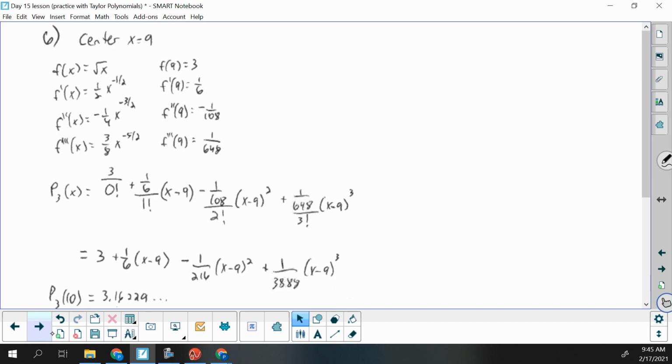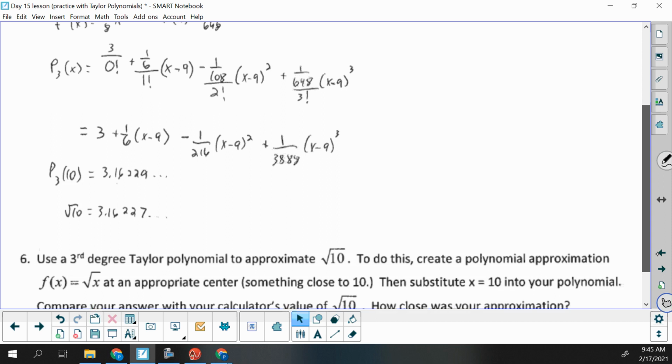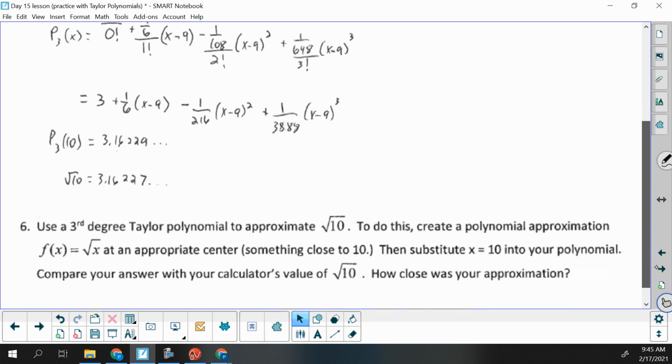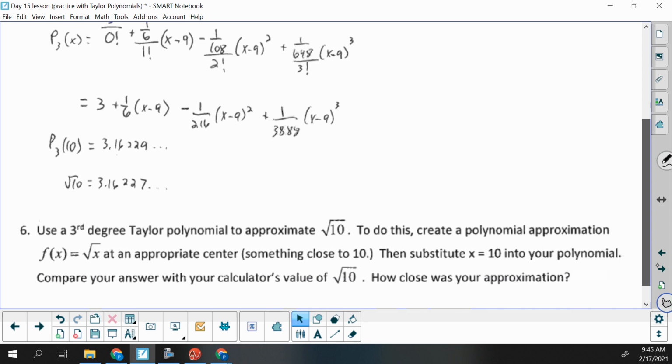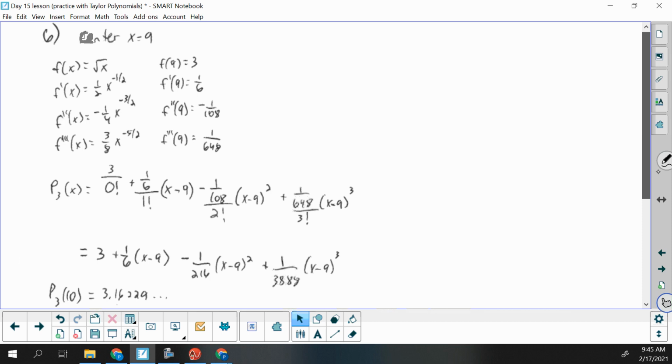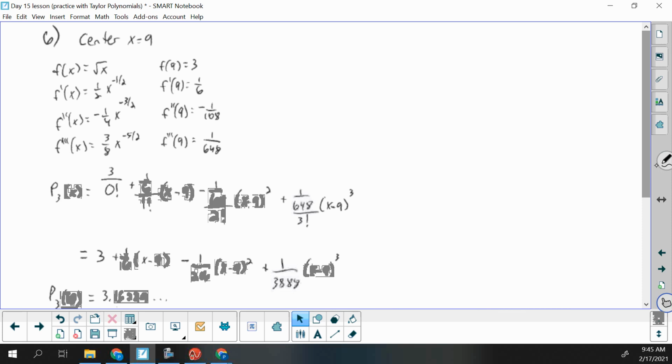All right, we want to approximate the square root of 10. So a nice square root close to that is 9. So we're going to do a Taylor polynomial for square root of x centered at 9. You could have reused your derivatives from the first question. Subbed in 9, we get each of our values of the derivatives at x equals 9. So we got 3 over 0 factorial, 1/6 over 1 factorial, x minus 9 to the first, minus 1 over 216 over 2 factorial, x minus 9 to the second. Same idea for the third.